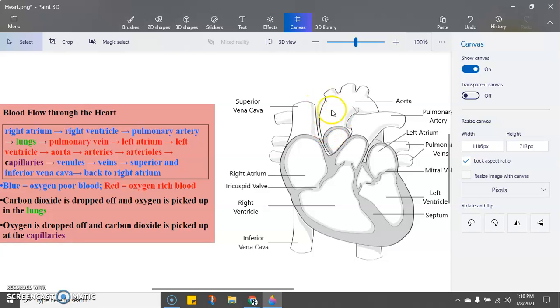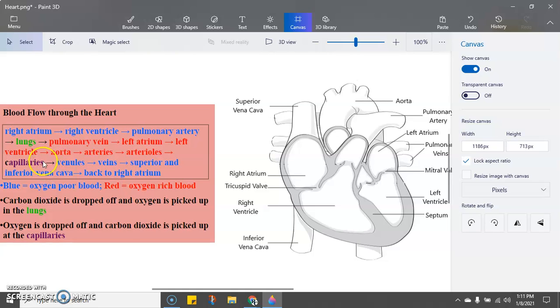So anyway, blood moves through the aorta. From there, just like a tree, it goes from the trunk down to the branches, down to the smaller branches, down to the little tiny branches, out to the leaves. The aorta goes to the arteries, then to the arterioles, and then to the capillaries. Capillaries are those smallest blood vessels, and it's where oxygen and carbon dioxide are exchanged.